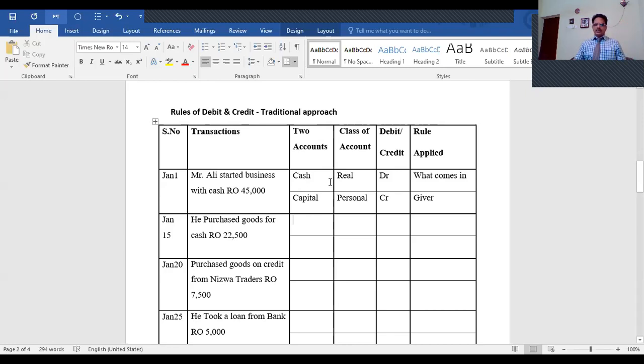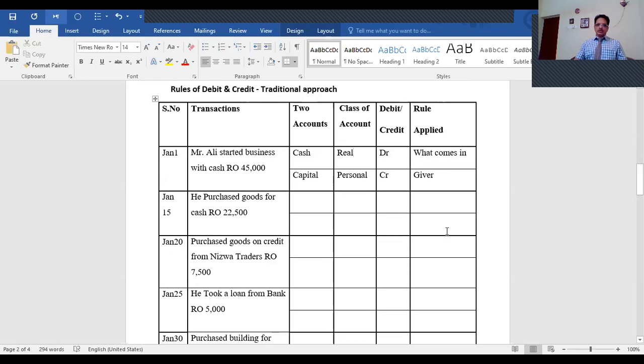So cash is an asset, and all assets and properties come under real account. The businessman's capital account is a personal account. In the real account, debit what comes in: whenever the businessman starts the business, money is coming into the business. And in the capital account, a personal account, debit the receiver and credit the giver. Here he is the giver, so you have to credit the account. So you understood it, or you try to understand more. If you got the base, you try to understand more and more.